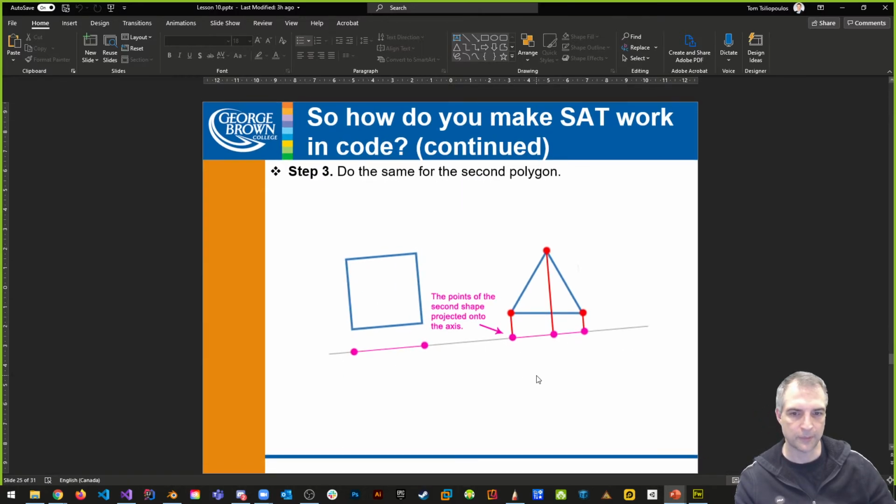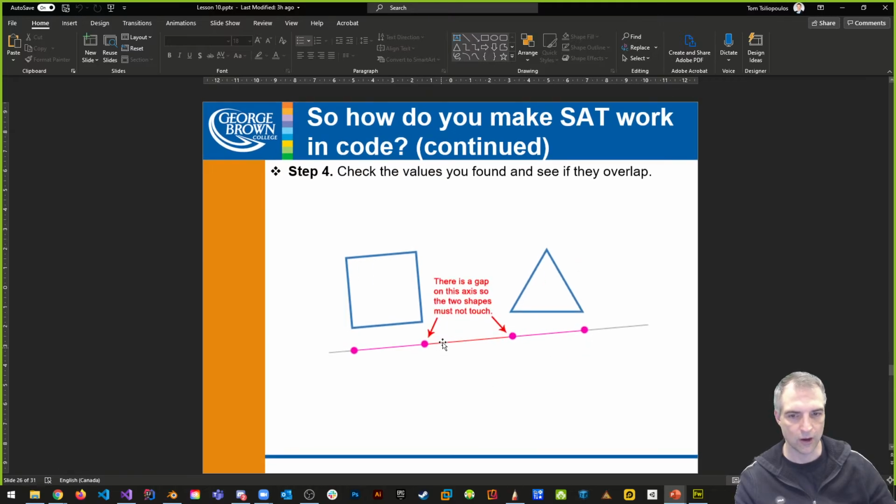And then step 3 is we do the same thing. We just chose an axis, and we're projecting down onto this axis. The second shape is projecting down onto this axis as well. So now, do we have collision detection? Is there overlap between this one and this one? And the answer is no, because there's a gap, and they're not touching. There's no overlap, so there's no collision detection.